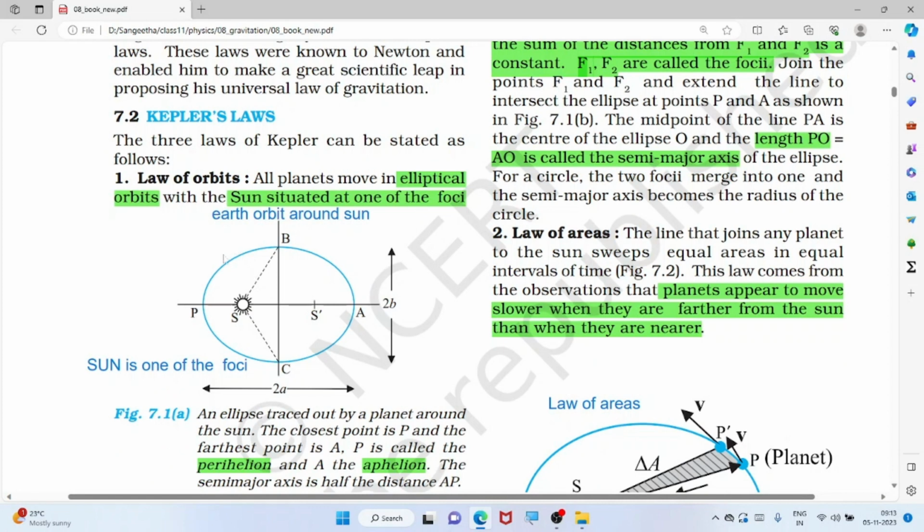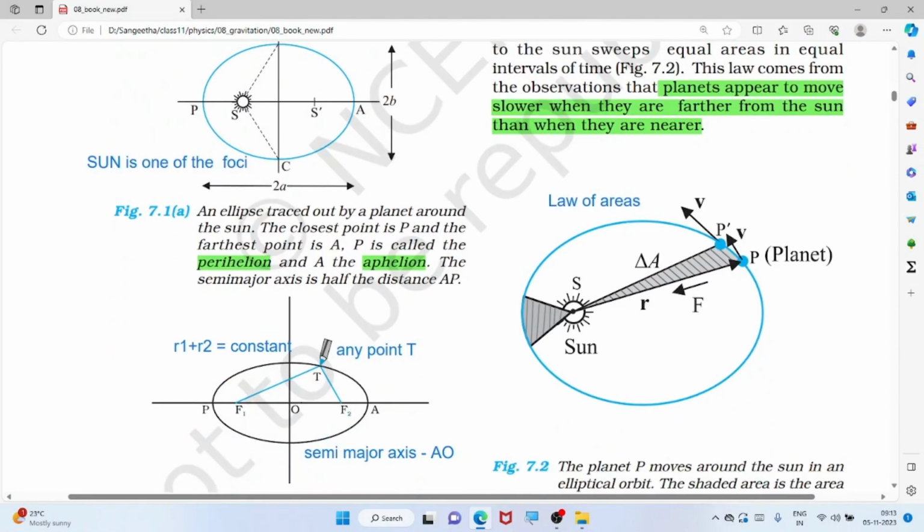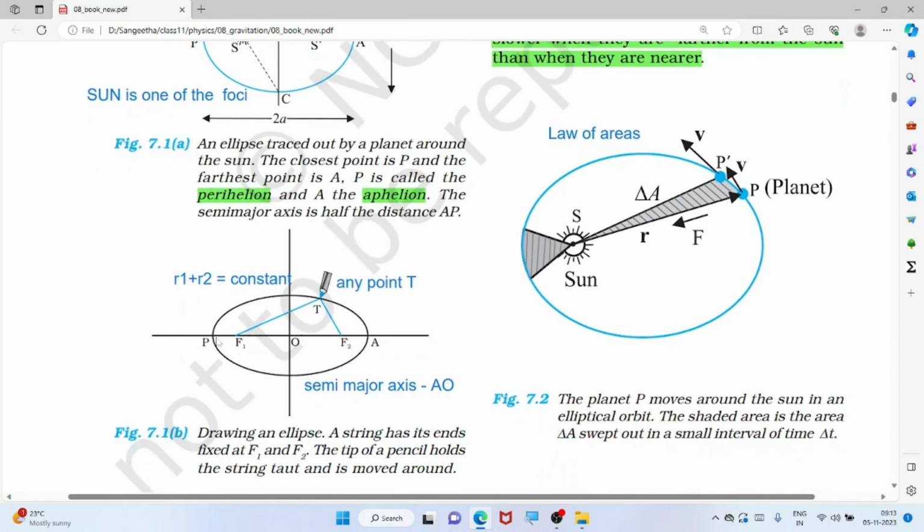It says the planets revolve around the sun in elliptical orbits with the sun at one of its foci. This elliptical orbit has two foci, and one of them is occupied by the sun. The earth moves around the sun in an elliptical orbit. There are two points, perihelion and aphelion. One is near to the sun, so this point P is perihelion. This one is away from the sun.